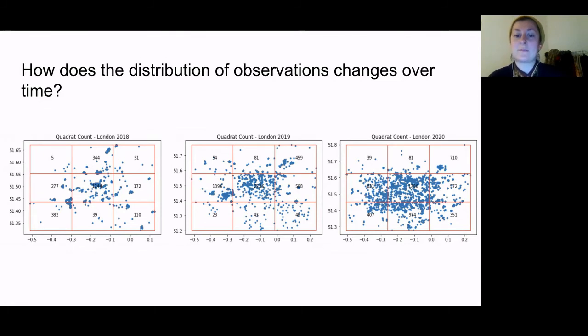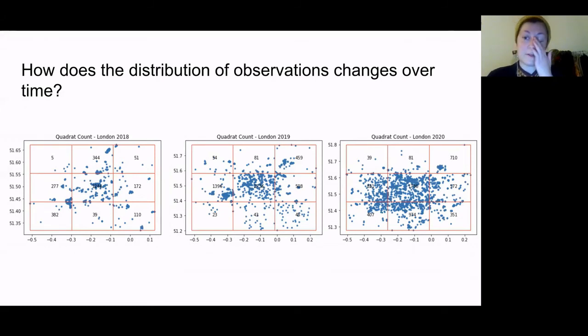Another interesting point is that the effect of COVID is not really evident in London, but it was more evident in other cities. But here, for example, we can also see some cases where outer regions had fewer observations in 2020 than in 2019. That might be due to COVID, where the travel distance was limited due to the restrictions.